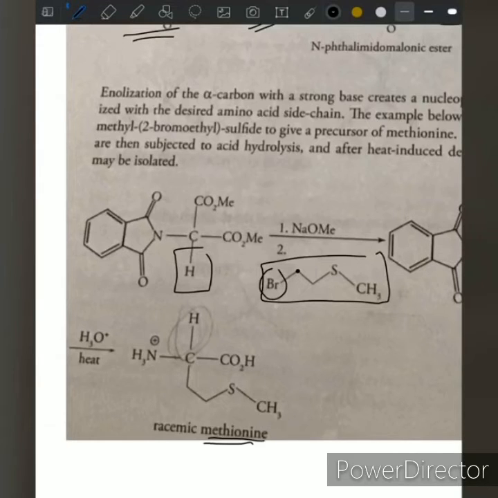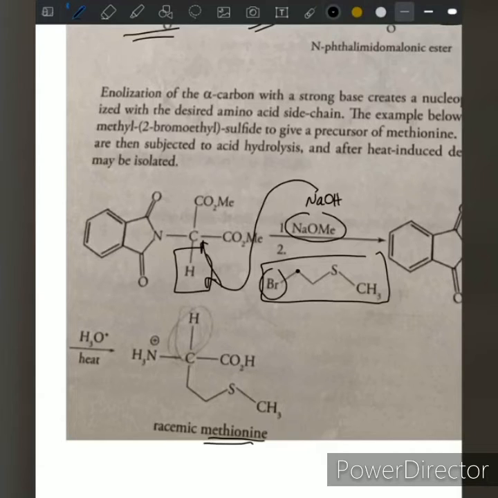First of all, we're going to add a base. So this is NaOMe, but it could have been NaOH, or it could have been any small, I'm sorry, did I say this was an acid? I meant this is a base. This could be any small base that can squeeze in here and deprotonate that carbon. So it's going to take the hydrogen off that carbon.